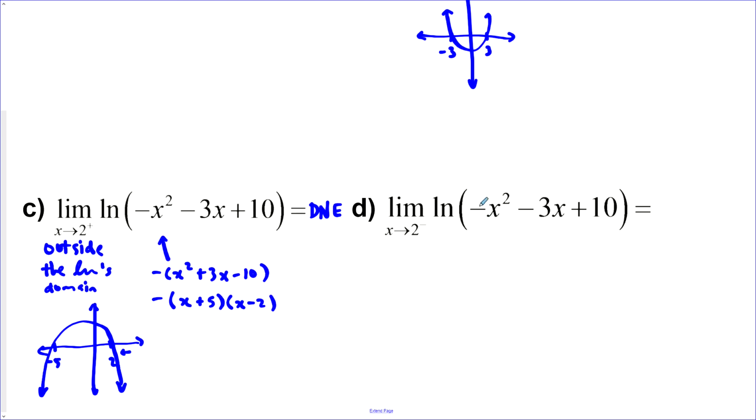And last one here, we've got the same quadratic inside the natural log. This time we're approaching 2 from the left. So we're coming this way. And that'd be similar to what's happening up there. Getting closer and closer to 0. So the natural log, as it gets closer and closer to 0, starts heading off towards negative infinity. Therefore, we conclude that this limit also does not exist.